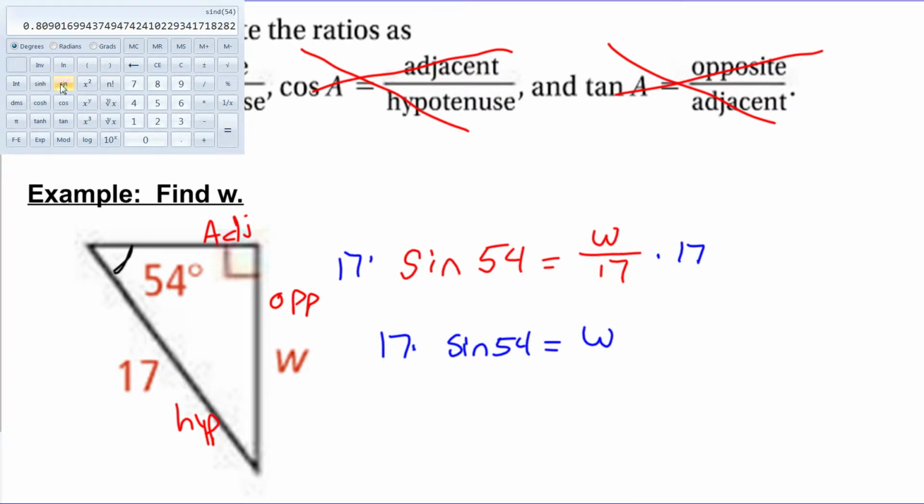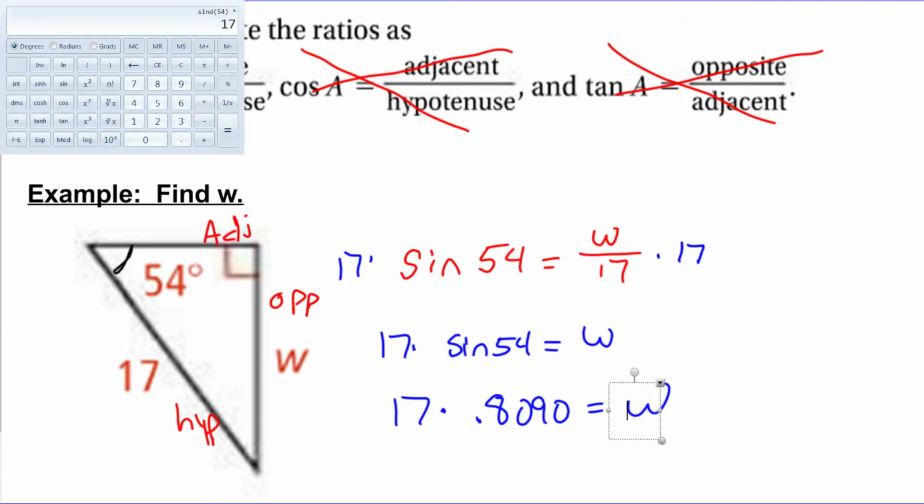My calculator is telling me that the sine of 54 degrees is 0.8090, which you can round to 4 decimal places if you want. So I'm going to say this is 17 times, really the sine of 54, which the calculator is claiming is 0.8090, and that equals W. Now I can multiply 17 by that because it's a number, not a word anymore. I'm going to type in times 17, and it's claiming that 0.8090 times 17 is about 13.75. So I know that this opposite side is 13.75.